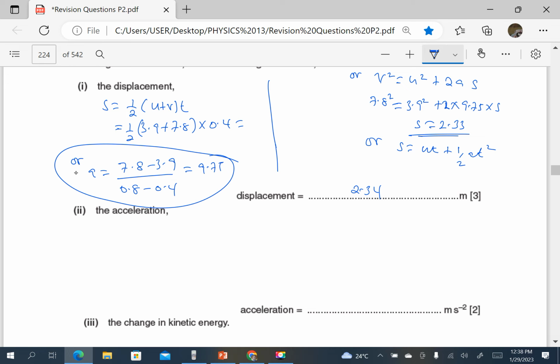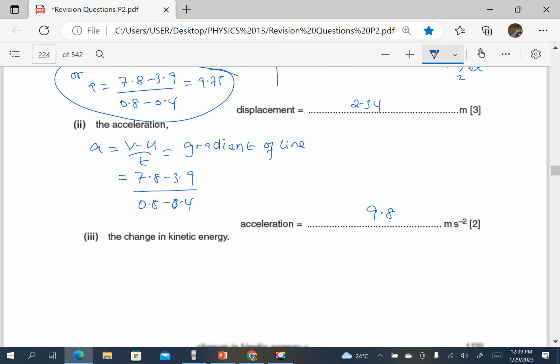Okay, the second part wants us to find the acceleration, and since I've already found it, I'll just write it here. Acceleration is equal to change in velocity, v minus u over t, which is the same as the gradient of the line, which is 7.8 minus 3.9 divided by 0.8 minus 0.4, which we got as 9.75.